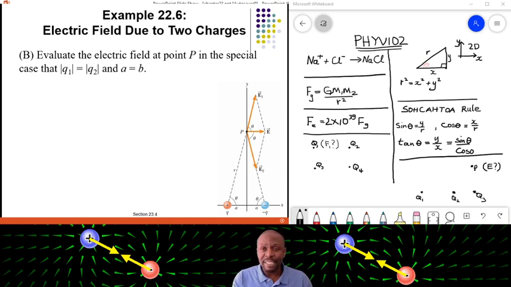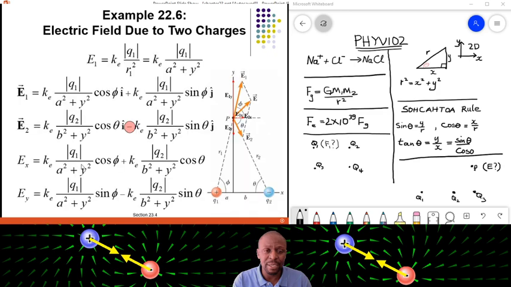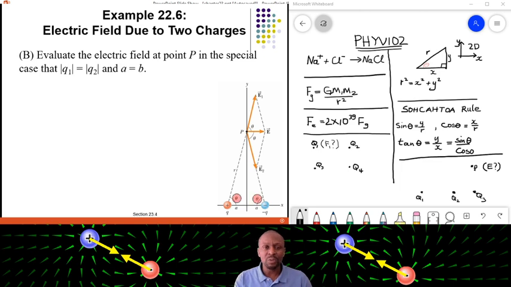I want you to know that if A is equal to B, angle phi will just be equal to angle theta, and the electric field will just be along the x-axis. In that case, we don't have to repeat the same thing because we already know the x and y components of the electric field. What we have to do is just replace B with A, and then substitute. And this is what you are going to have in that case.